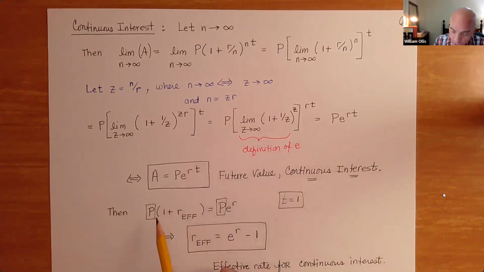And then, of course, the P's absorb. And then if we solve for the effective rate, we just get e^r minus 1. So again, what we're thinking of is that we get the corresponding simple interest rate, and then that can be the rate that is applied once per year in a compound interest formula or a continuous interest formula. So again, we expect the effective rate to be higher than the given rate because it's going to take into account the compounding that has occurred.